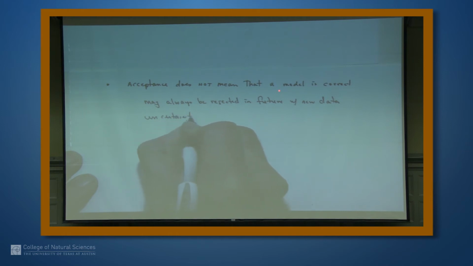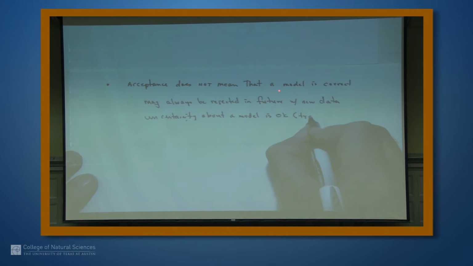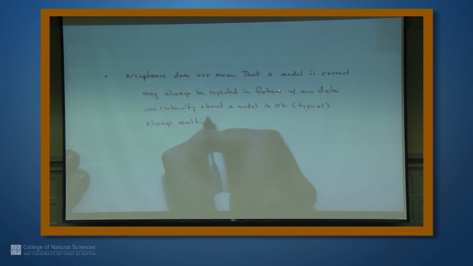Uncertainty about a model is okay. In fact, it is typical. In fact, there are always multiple models consistent with, or compatible with, any data set.